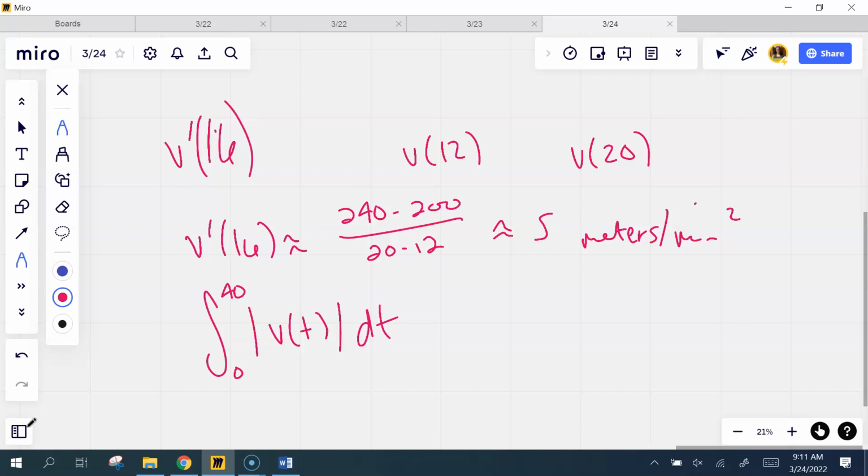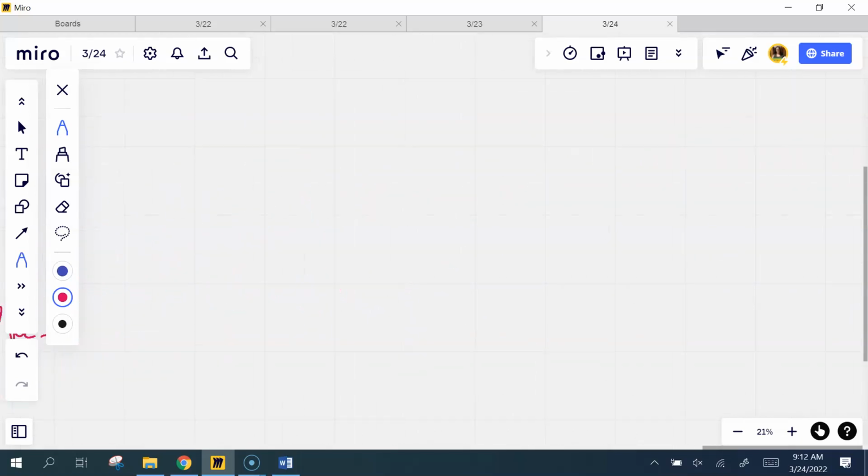Then it said approximate using a right Riemann sum. I said it's the total amount of meters traveled. How many points? 1 point for the right Riemann sum, 1 point for the approximation. So this was 3 points. 7,600.